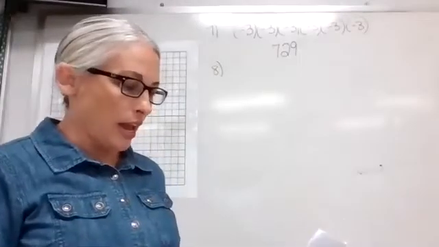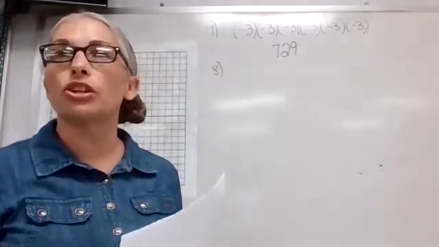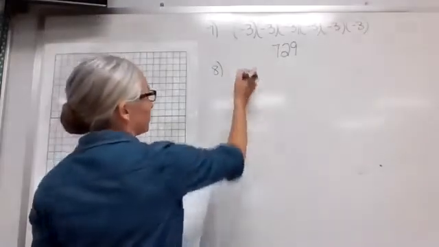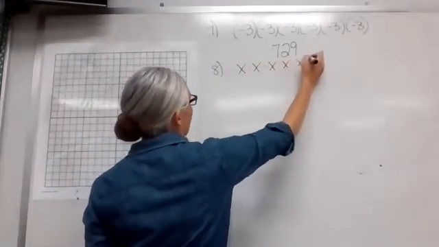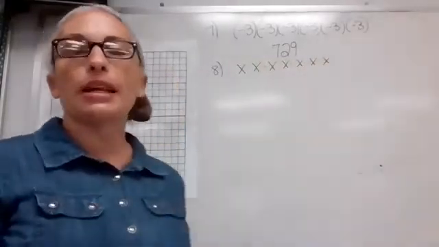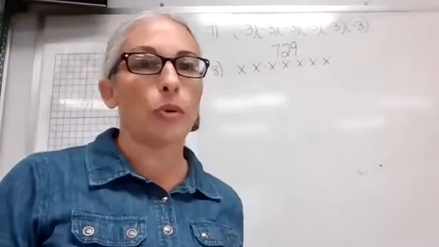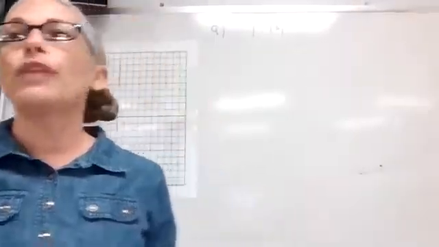Okay, let's try number 8. We want to write x to the 7th as repeated multiplication. So what do we need to write? X times x times x times x times x times x times x. 7 x's multiplied together. And it says evaluate if possible. Is it possible? No.